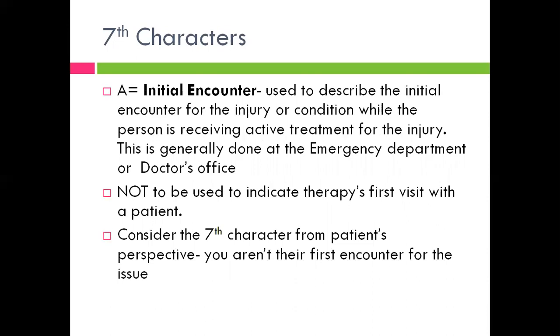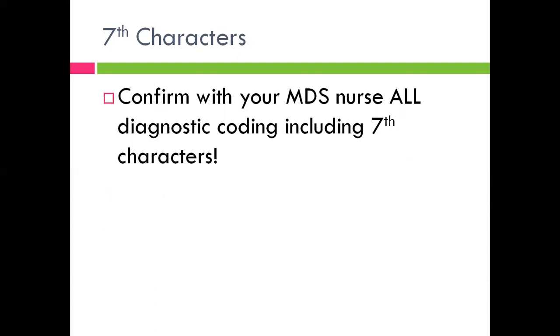The 7th character A is for an initial encounter. It's used to describe that initial visit for an injury or condition while they're getting active treatment for that injury. It's typically done at the emergency department or in the doctor's office. It's not to be used to indicate therapy's first visit with a patient. Okay, that's the initial encounter. Consider it from the patient's perspective, not the therapist's perspective. By the time we're seeing them, it's not going to be the individual's first encounter to address the issue that's going on. So again, we're not going to be using that initial encounter 7th character.